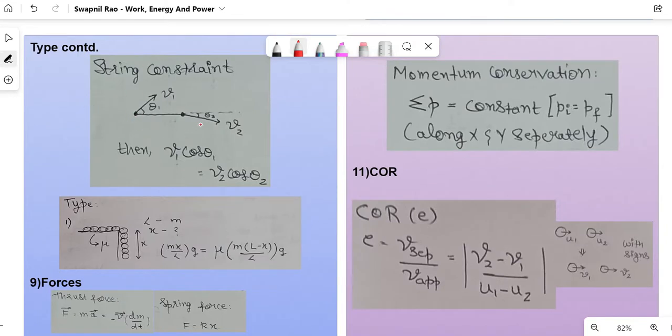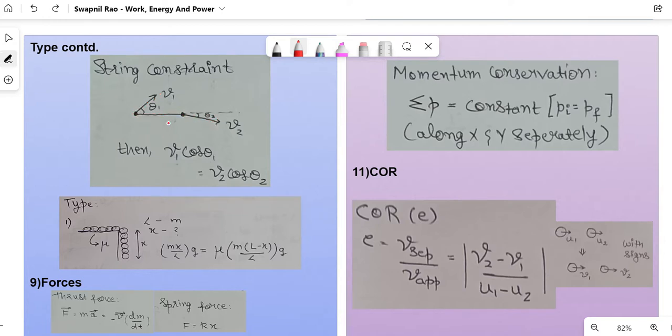Many of them do this under Newton's laws of motion. I'm doing it over here because it doesn't need any kind of prerequisite from NLM. So, string constraint. Let's say there's a string like this, and at one end of the string there is velocity v1 applied at an angle θ1, and across the other end v2 velocity is applied at θ2 with respect to the horizontal.